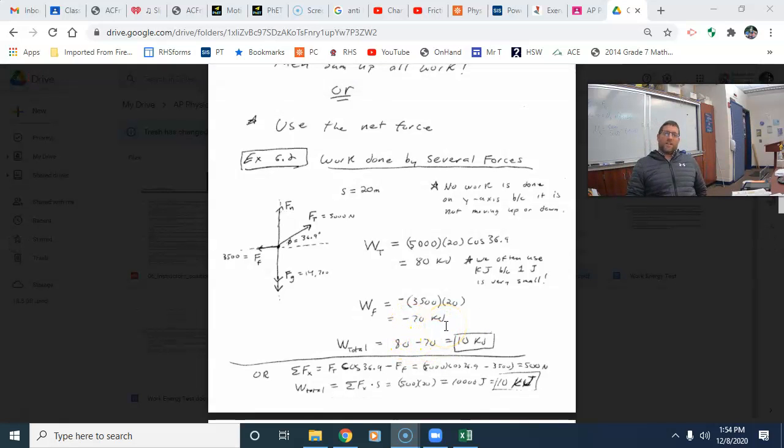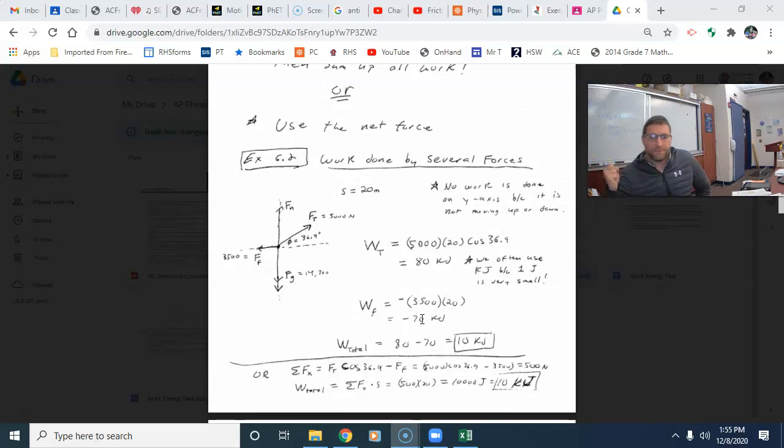So the work of friction is -70 kilojoules, or -70,000 joules. Friction always takes work, or energy, out of the system, which is why it's negative. We lose that energy. It goes out of the system, and in terms of friction, we'll learn at a later time that friction is a non-conservative force, and when you lose energy due to it out of the system, you really can't get it back.